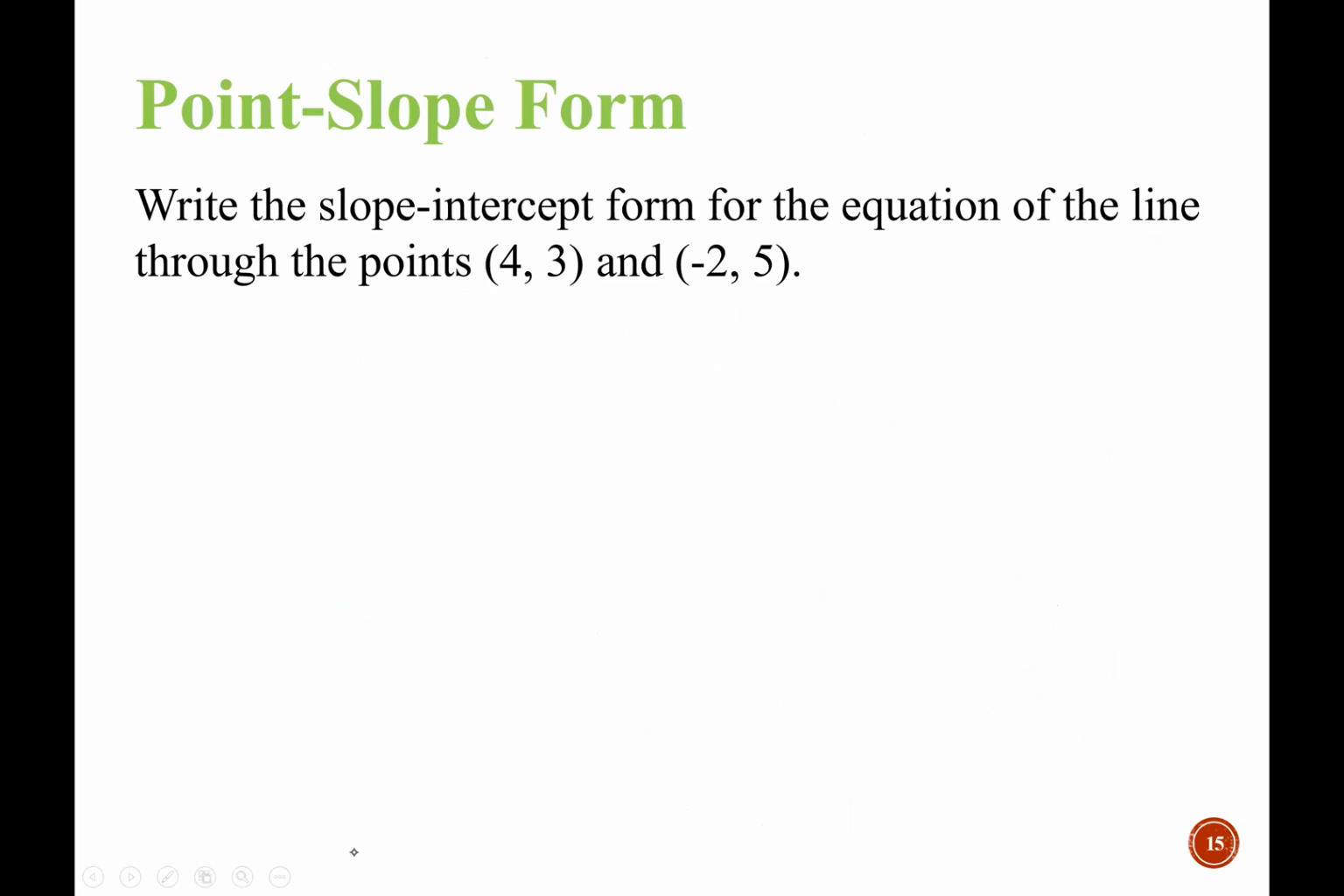So now let's take a look at the following. Write a slope intercept form for the equation of the line passing through 2 points. Okay, so you are given 2 ordered pairs, and you want to use a slope intercept form to represent the linear equation. So step number 1, you're going to find the slope. So you label this x1, y1, x2, y2. Okay, so the slope equals y2 minus y1 over x2 minus x1.